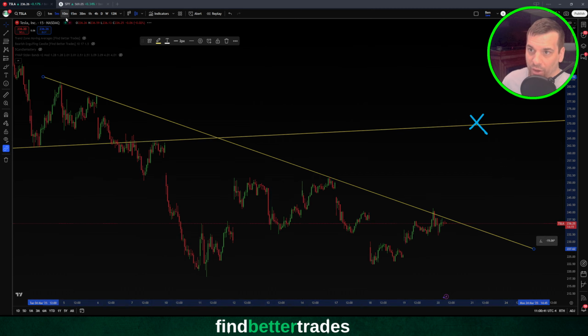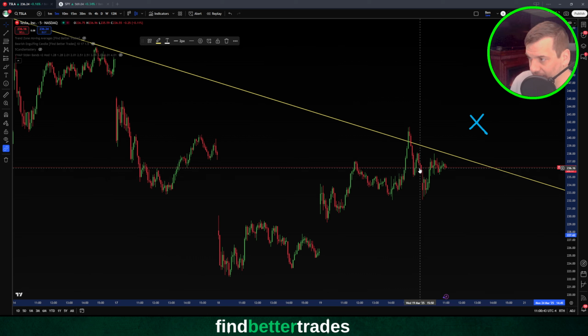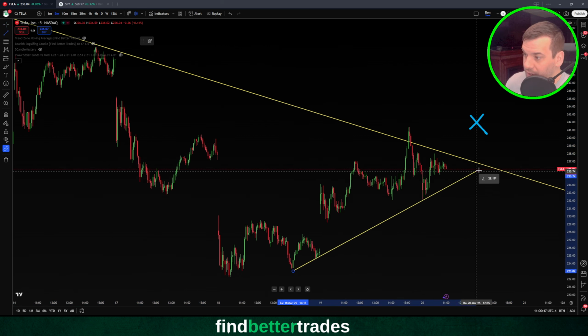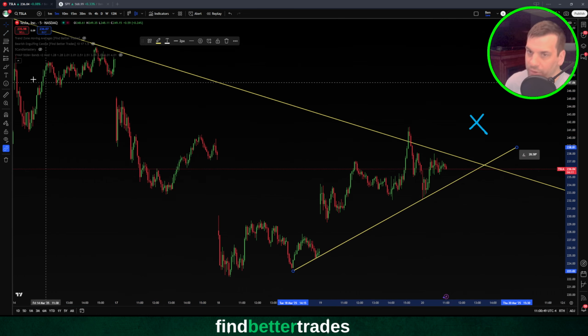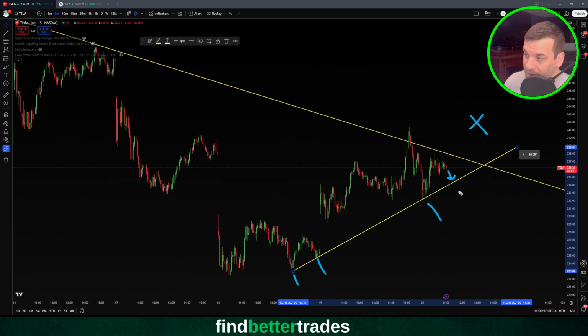So let's go ahead to the 5 minute. Is there anything different, anything that we can see down here? We can actually put this one. So here's another, and this one isn't quite, well, there's three. There is three. So there's 1, there's 2, and then there's 3 touch points. So if this breaks this level right here, there is some downside potential there, and it continued to go.